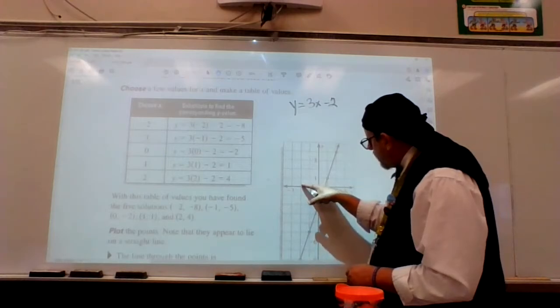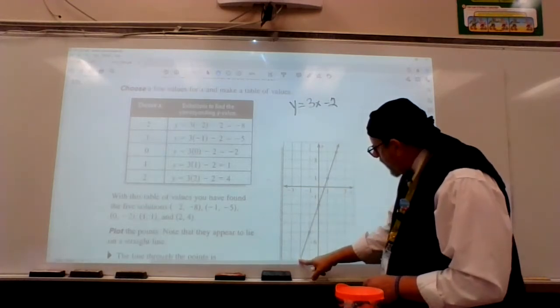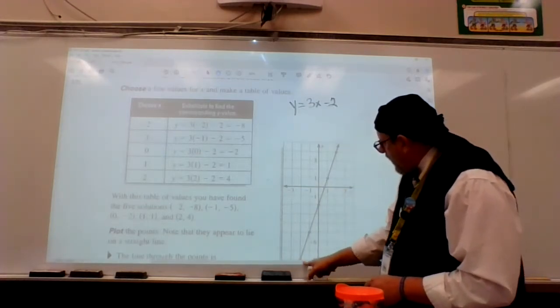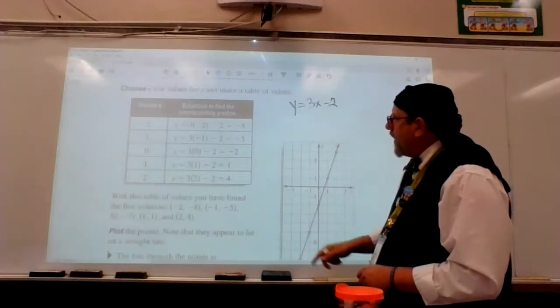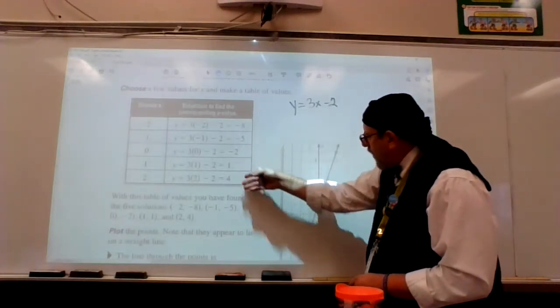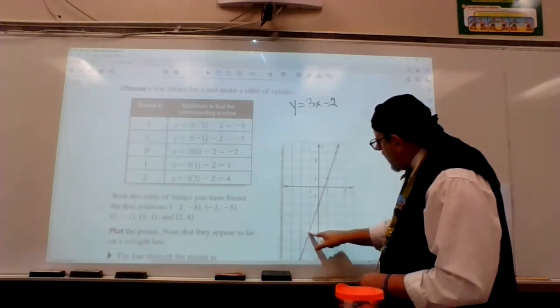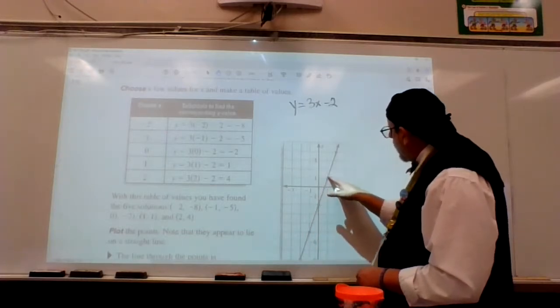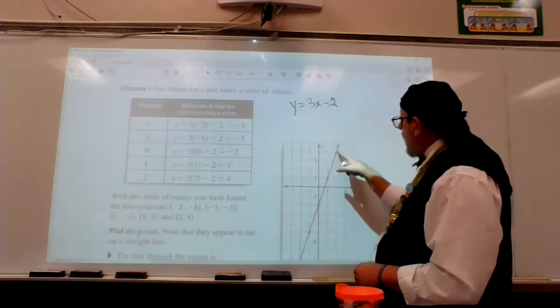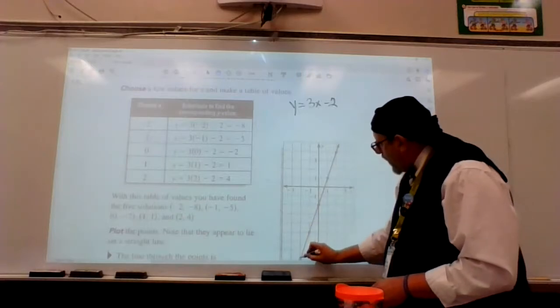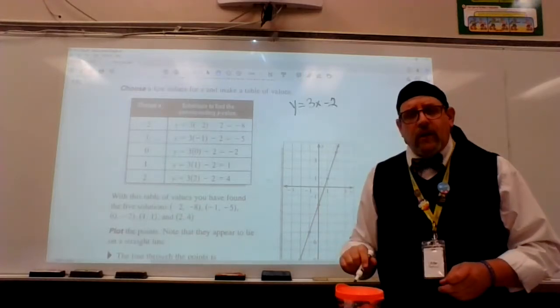Go back 2 spaces. Go way down here on the graph, and it's got a dot right there at -8, right at the bottom. And if we follow suit and we look at all these, these are all the dots, all the things that they've created here. And if we connected the dots, we have a straight line.